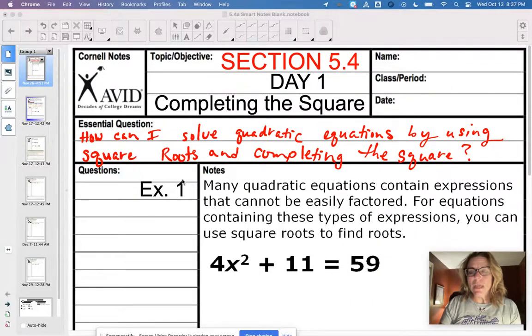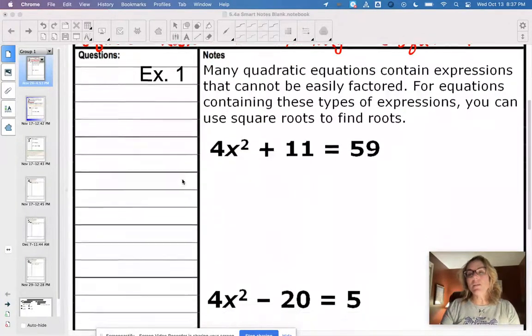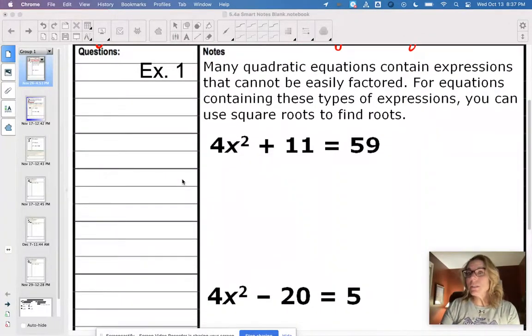Section 5.4, Day 1, Completing the Square. The essential question: how can I solve quadratic equations by using square roots and completing the square? Many quadratic equations contain expressions that cannot be easily factored. For equations containing these types of expressions, you can use square roots to find roots.